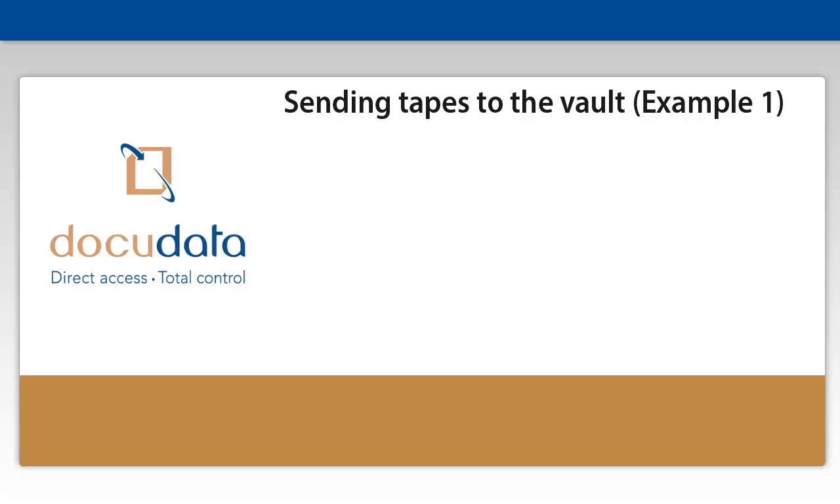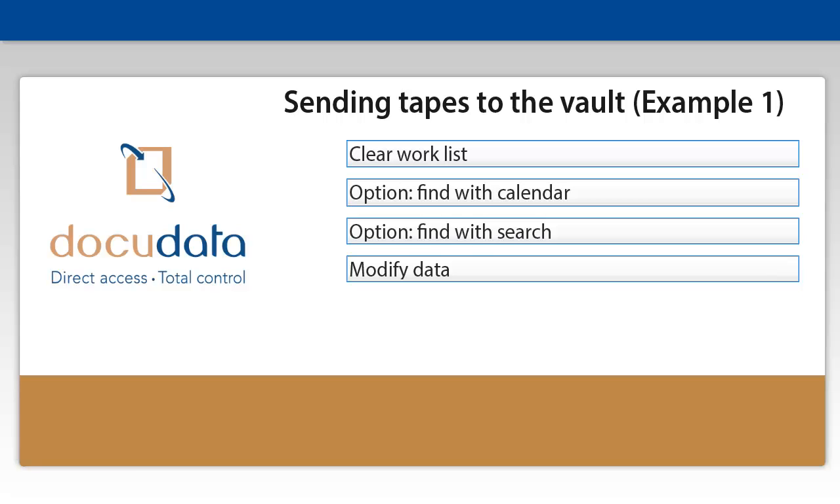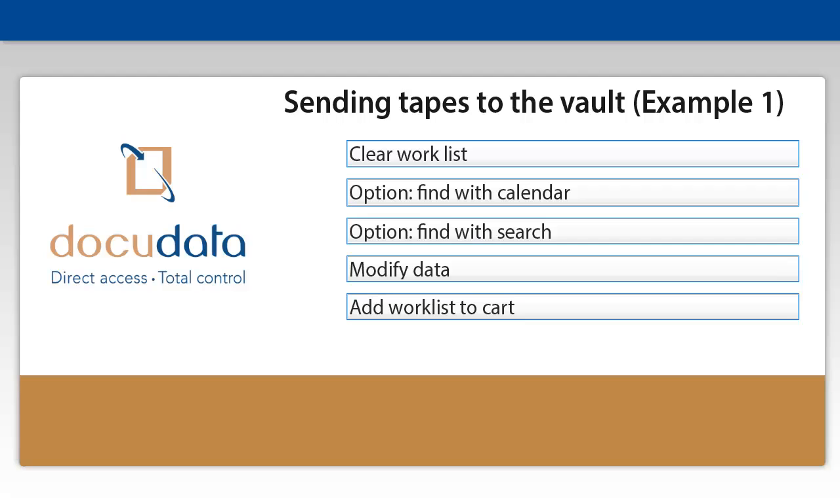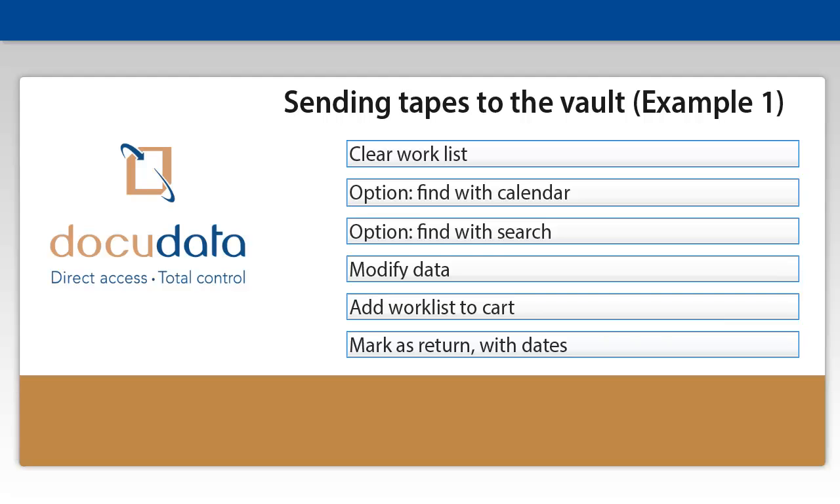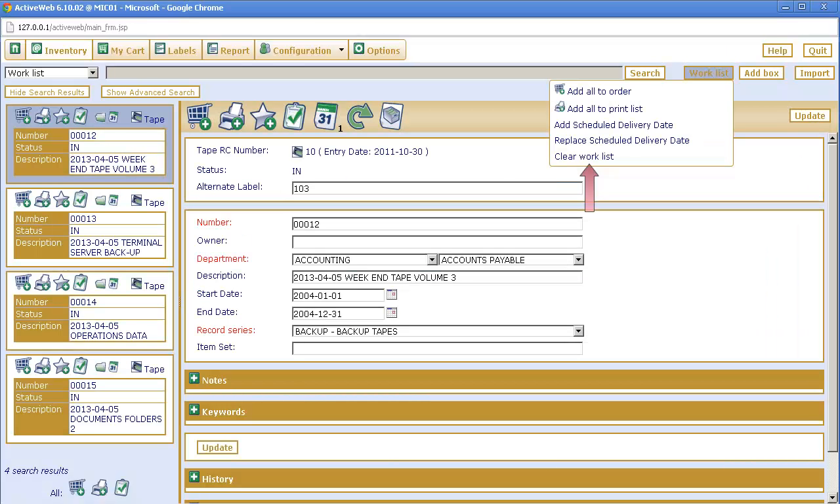Now let's look at 2 examples of workflows that we can use for sending tapes to the vault. Example 1 involves selecting the items that we want to work with, modifying the metadata if necessary, adding the items to our cart, indicating that these items are being returned to the vault, adding the future delivery date for the items, and providing the final details to submit the order. If we wish to use our work list for this, we should start by clearing it.